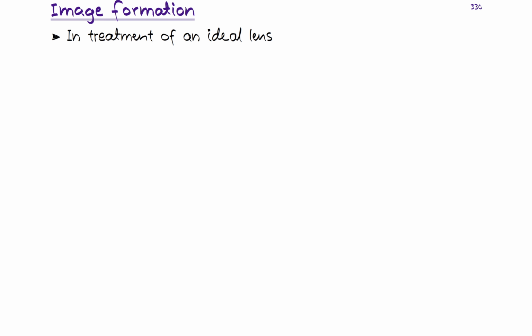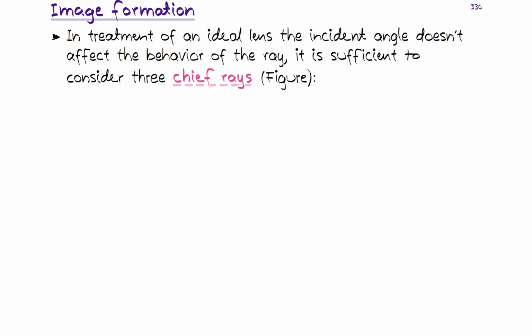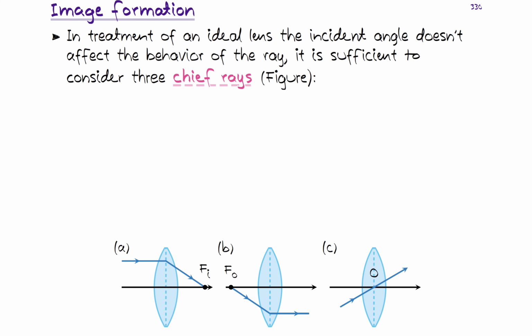Now, as I promised, we will be looking at the behavior of an ideal lens. And here the incident angle doesn't really affect the behavior of the ray. This is essentially what working under the paraxial approximation means. And in this case, it will be enough that we consider 3 so-called chief rays. This has been highlighted in figures A to C. So these are the 3 rays of interest for us.